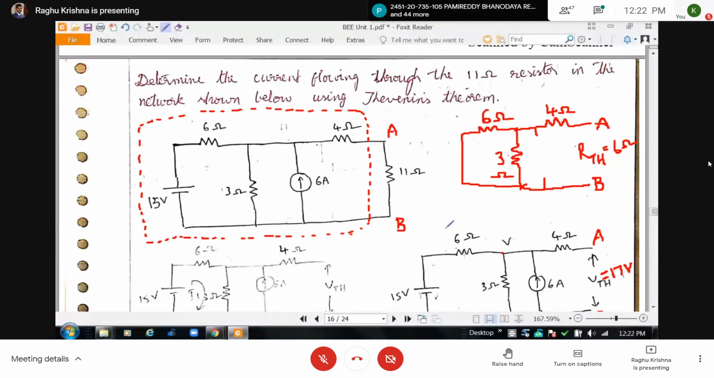Okay, here if I want to do the same problem using Norton's theorem, finding RTH will be the same. RTH or RN both are same. I have to find out the short circuit current. So let me do the short circuit. Let me find out the short circuit current.